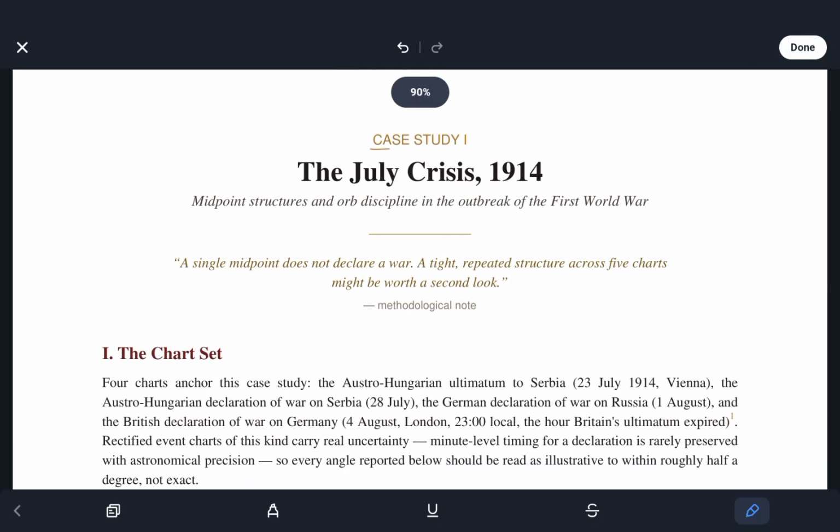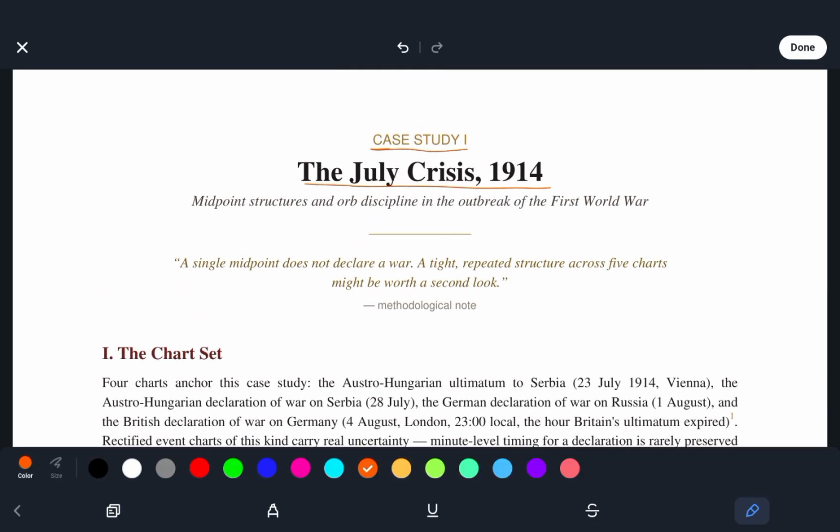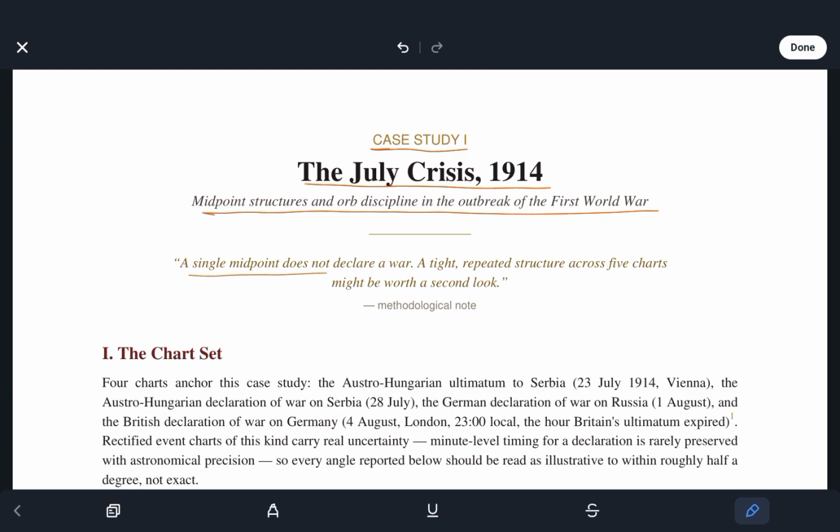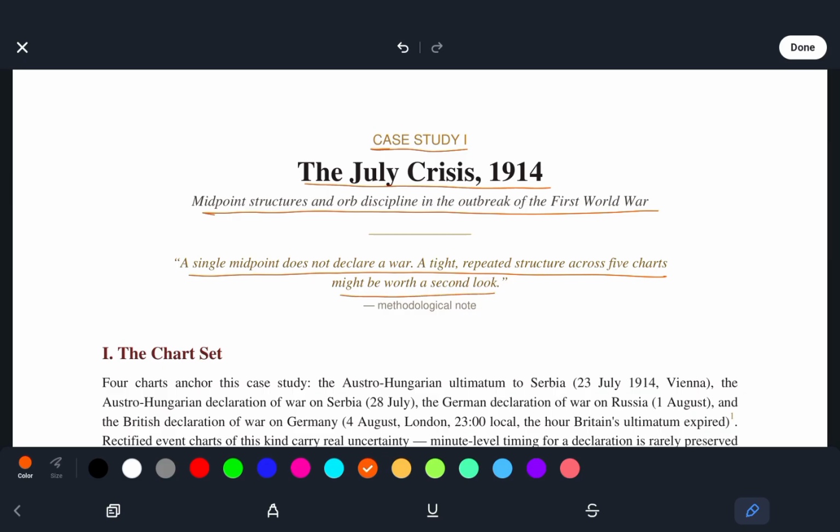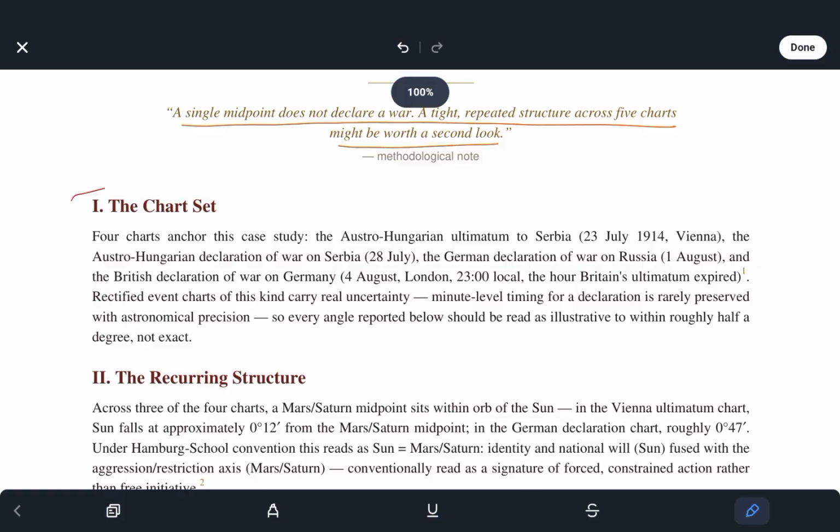First, we're looking at the July crisis, 1914, midpoint structures and orb discipline in the outbreak of the First World War. A single midpoint does not declare a war. A tight, repeated structure across 5 charts might be worth a second look. So we look at the chart set. 4 charts anchor this case study.